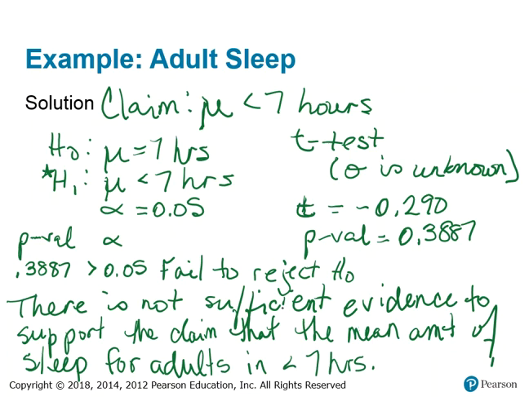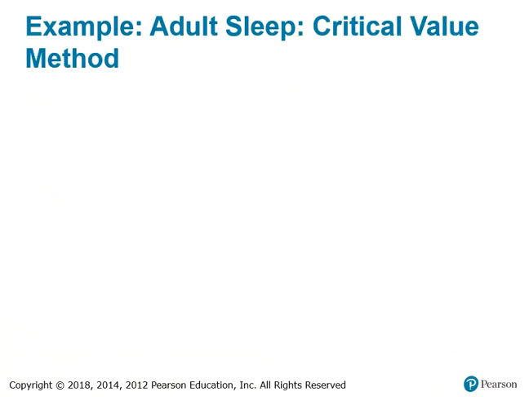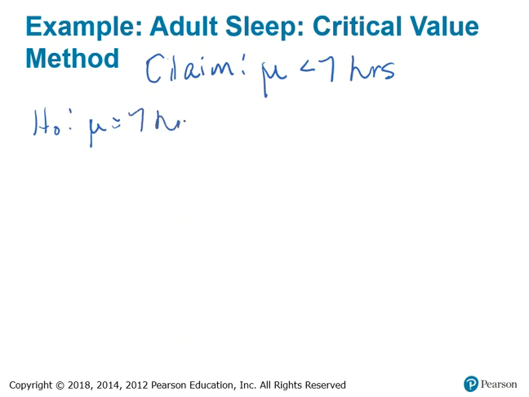Okay, so now we're going to go ahead and look at the critical value method. And remember, they are the same reliability, so we should end up with the same answer. So let's see if that happens. So we start by looking at the claim. The claim has not changed. The claim is still that adults get less than 7 hours. So mu is less than 7 hours. My hypothesis has not changed. Mu is equal to 7 hours and mu is less than 7 hours. They still had an alpha level of 0.05.